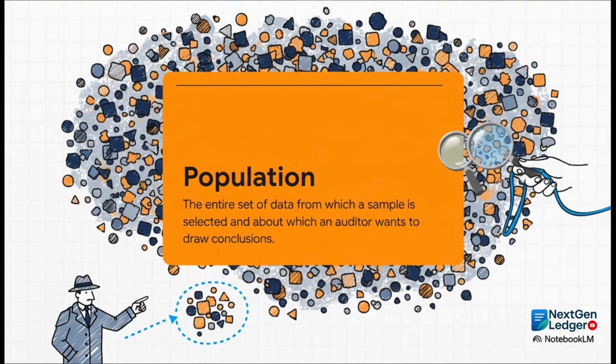And when we say population, we're talking about the entire pool of data we're interested in. If we're looking at sales invoices, the population is all of the sales invoices for that year. It's the entire crime scene we're trying to figure out.